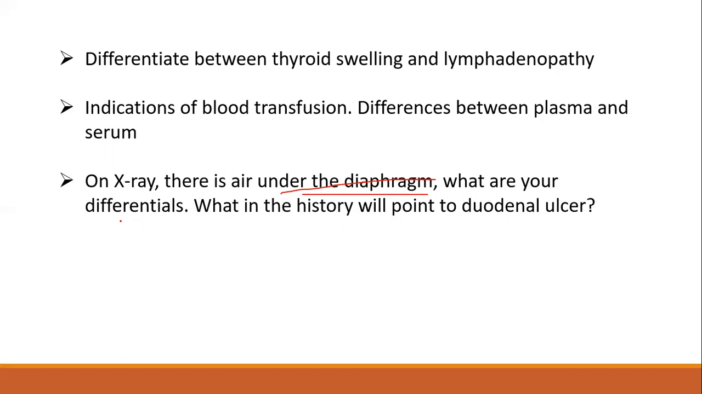All right. However, what is the history? What in the history will point to a duodenal ulcer? So you should know what an ulcer is, right? And based on what they are describing, you can say, oh, maybe there's a perforation, isn't it, from the duodenal ulcer, because perforation is also the complication of an undertreated ulcer.